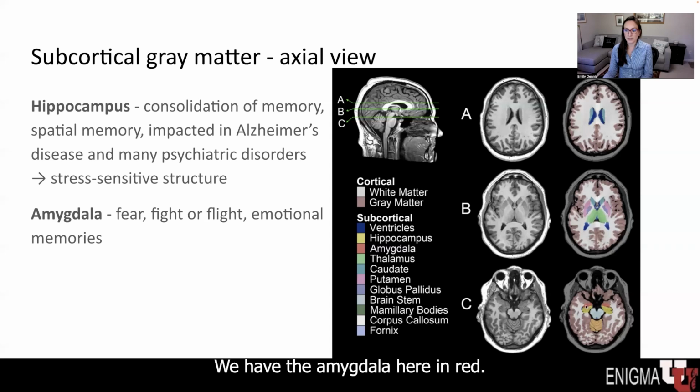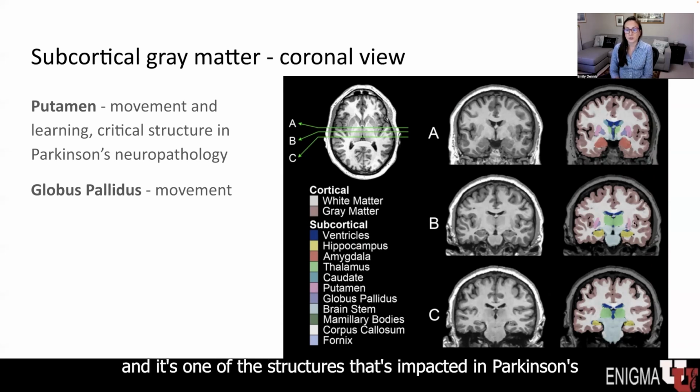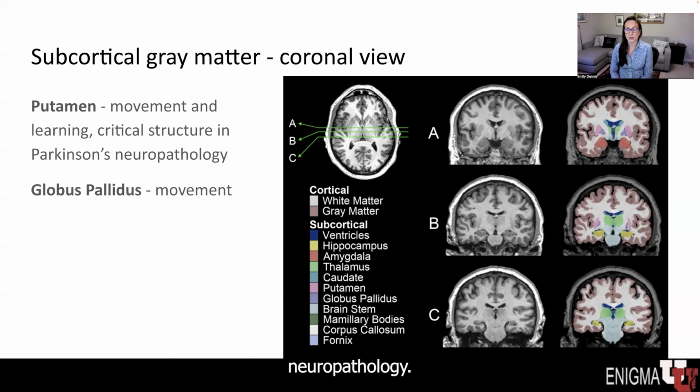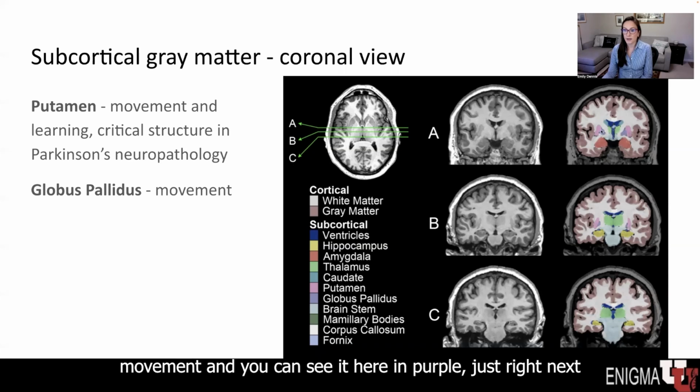We have the amygdala here in red. The amygdala is important for fear processing. So it's responsible for your fight or flight response, and it is critical for emotional memories. Moving on, we have the putamen in pink here on either side. The putamen is important for movement and learning, and it's one of the structures that's impacted in Parkinson's neuropathology. So Parkinson's is a disorder of movement, so it makes sense that we would see some disruption here. The globus pallidus is another region that's important for movement, and you can see it here in purple, just right next to the putamen.